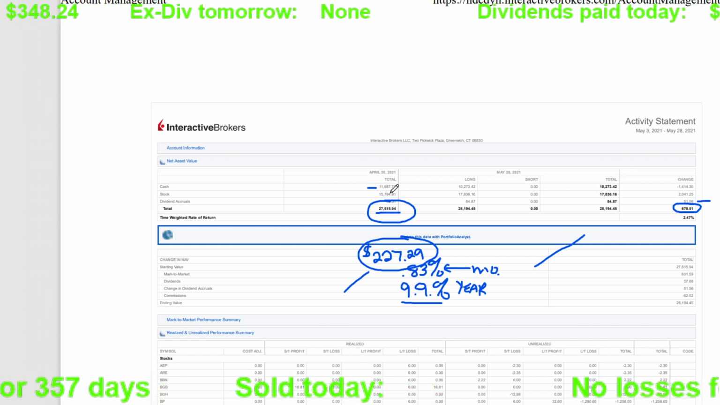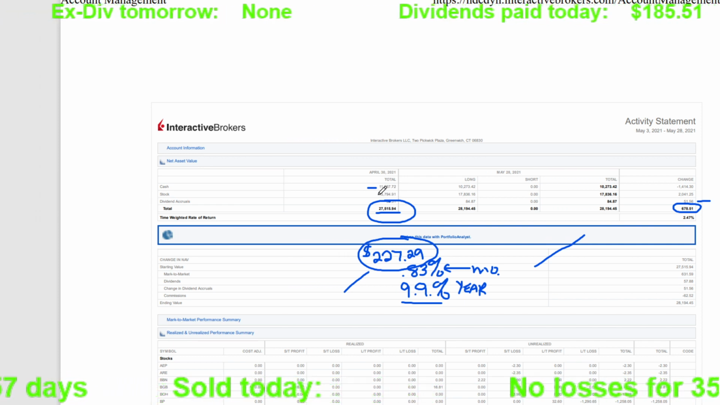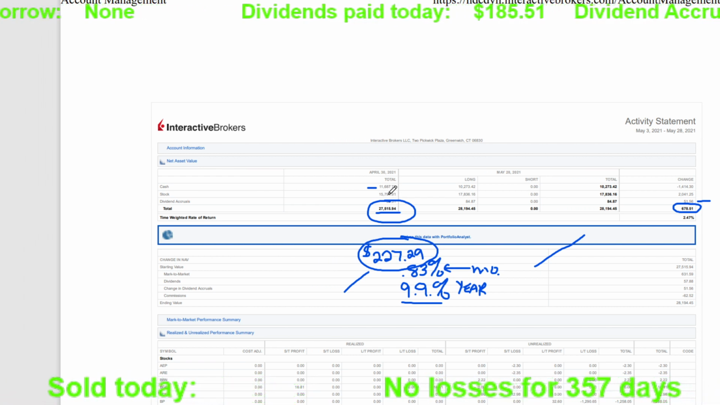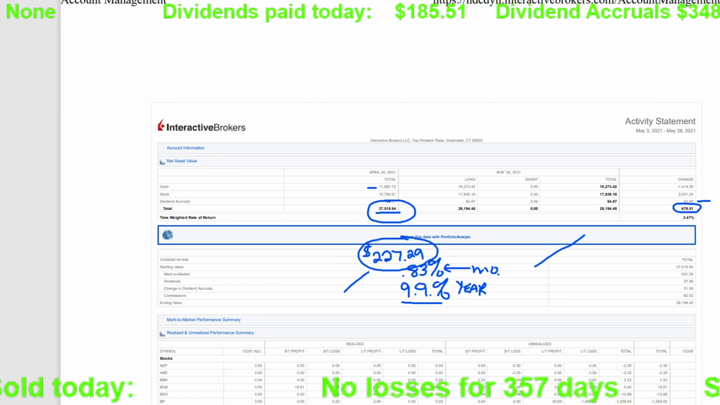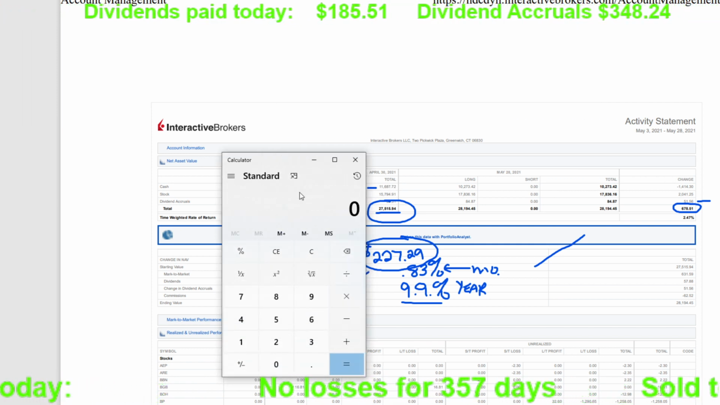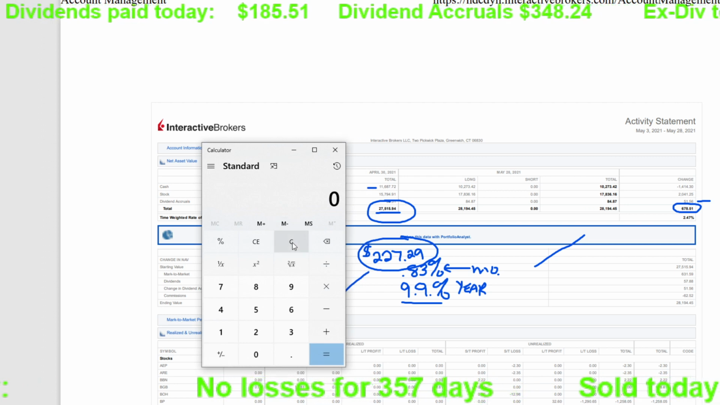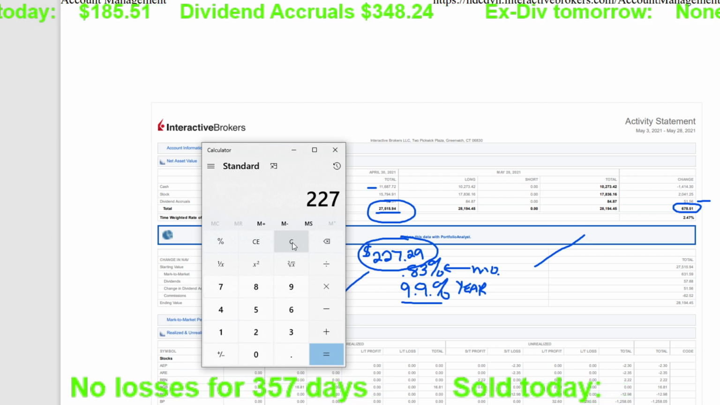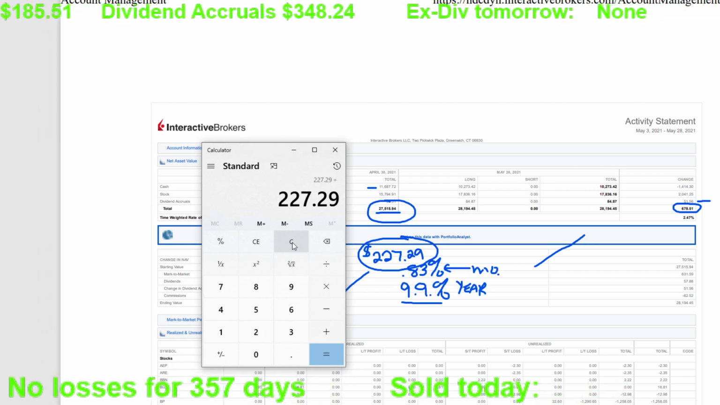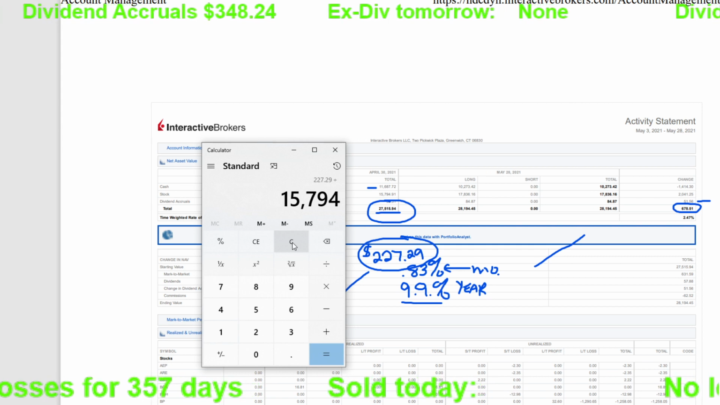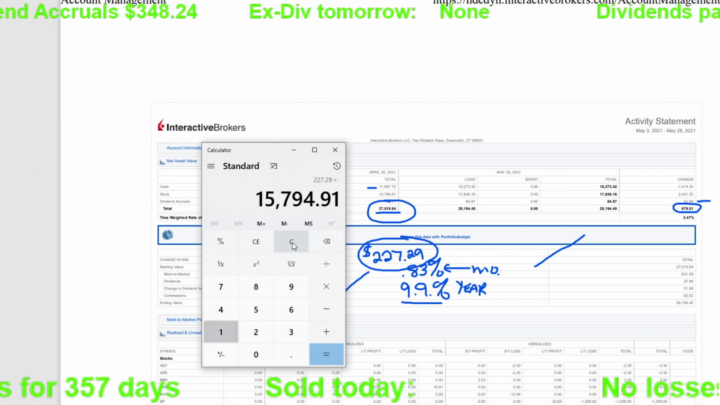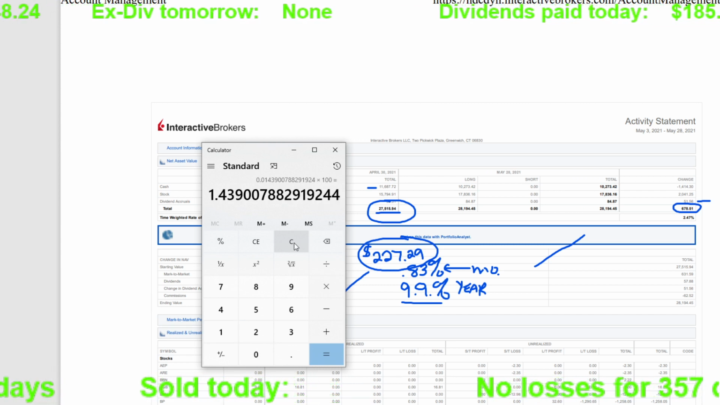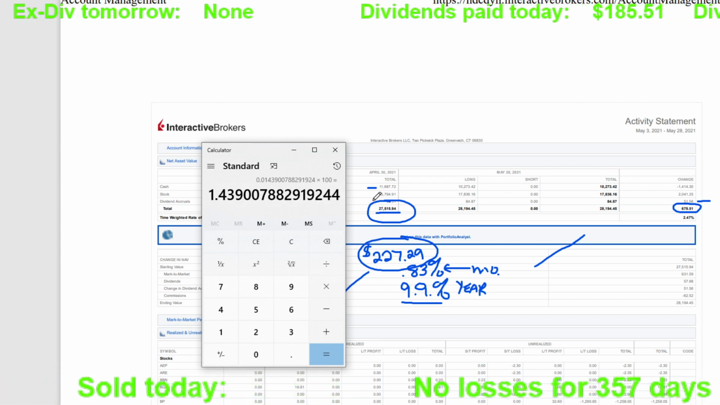If you want a true look at what your stocks are performing, what your money is actually doing, right? Because your money sitting isn't doing anything. So we added it in, so we're very transparent about it. But if you want to get a good idea of what you actually made off the money that you have invested, you take that 227.29 divided by 15,794. What's that? 91. Okay, multiply that by 100. 1.43. So it's a little bit different, isn't it?